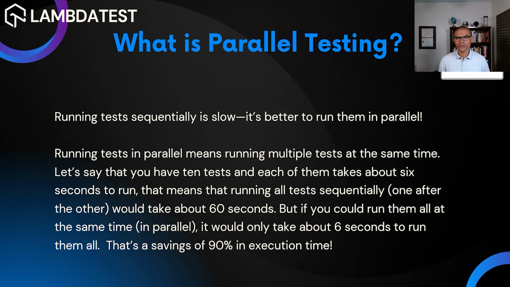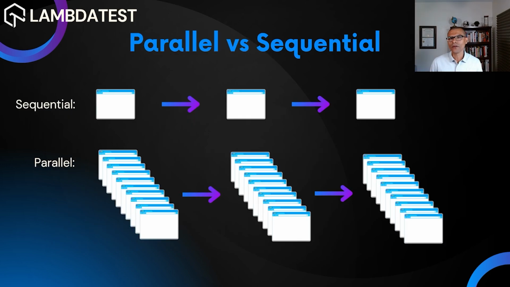Let's just say that you have 10 tests that you need to run. And each one of these tests takes about 6 seconds to run. If you were to run all these tests sequentially, it would take approximately 60 seconds to run all of them. Now, what if you could run all of the tests at once? That means that it would only take about 6 seconds for all of the tests to execute, which means that you're saving about 90% in execution time. Isn't that amazing? And here I have a graphical representation that compares parallel testing to sequential testing.